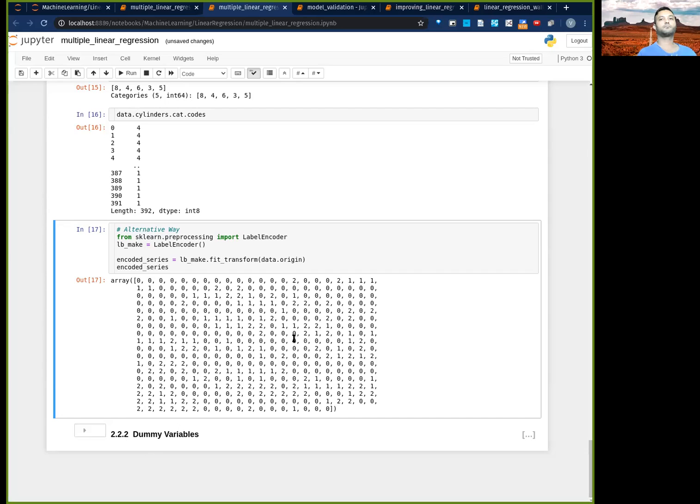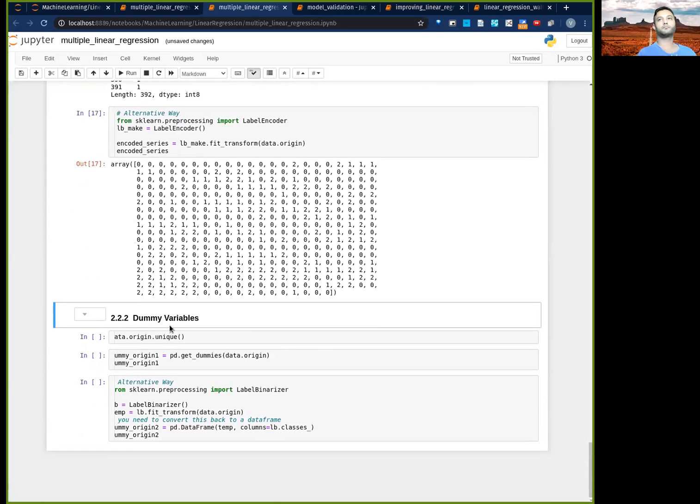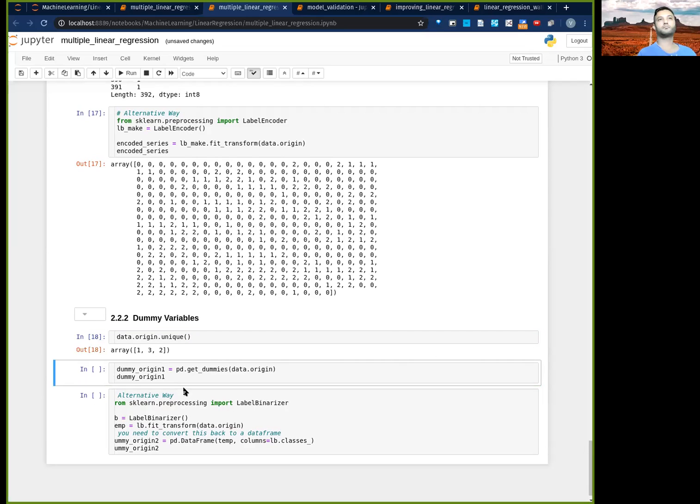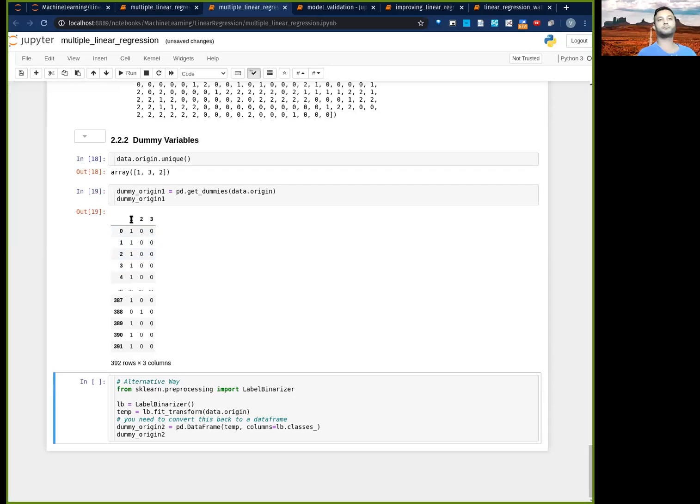So this is fine, but we still have that problem, like Chuck had mentioned, that 0, 1, 2 still kind of implies as if one is better than the other, right? Or twice as good or something like that. So a typical way we do this is something called dummy variables, and also something called one-hot encoding. What this does is, let's say 1, 3, and 2 are the different labels for origin. It creates, from one column, origin, where the value could be 1, 2, or 3, a conversion where origin 1 has its own column, origin 2 is its own column, origin 3 is its own column.